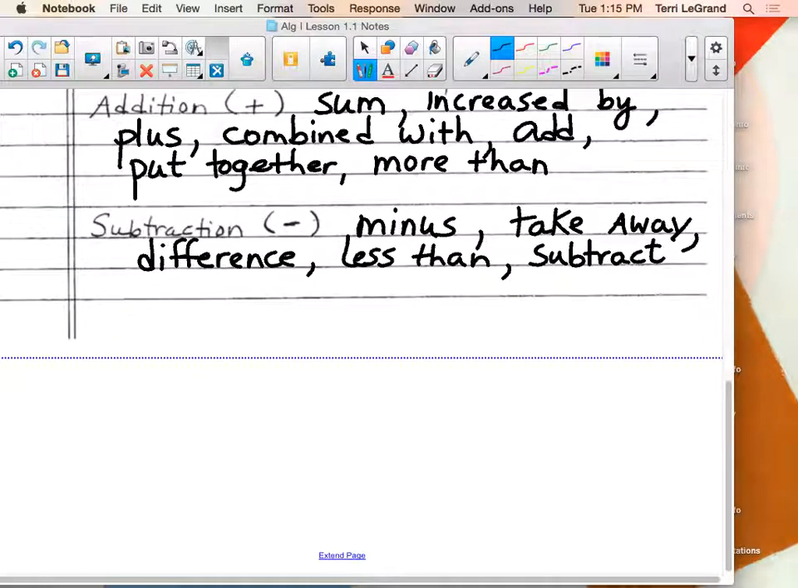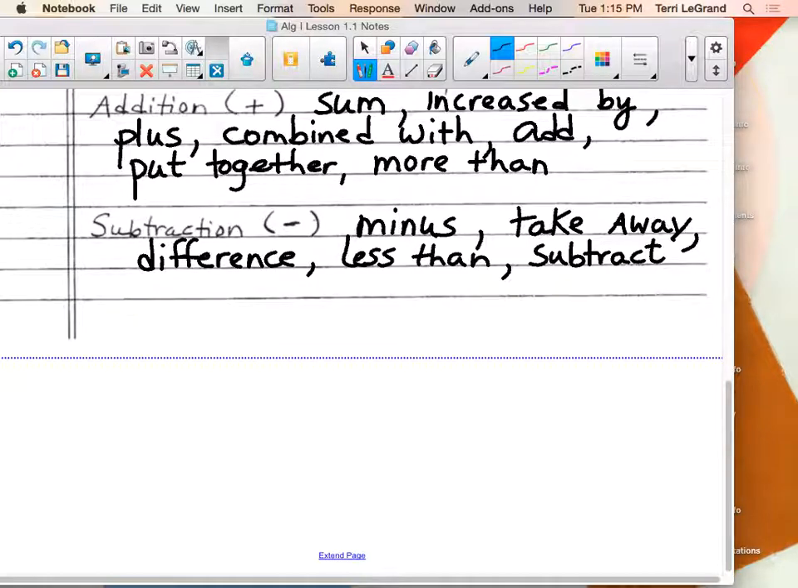Oftentimes, students use words in between these kind of improperly. Just make sure when you say it out loud, it makes sense, okay? Tell me something about addition and subtraction. First of all, they're inverse operations of each other, right? One undoes the other. But tell me, does order matter in both of them? Does order matter in addition? No. Is 3 plus 4 the same as 4 plus 3? Yeah. So that order does not matter.